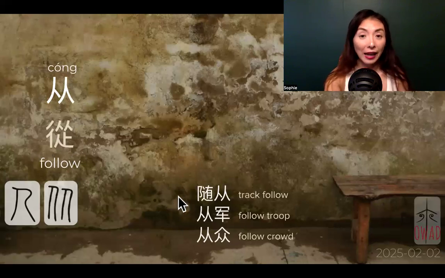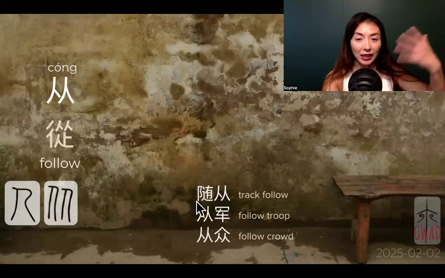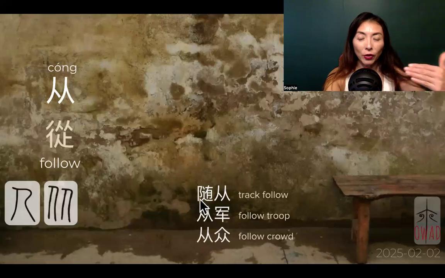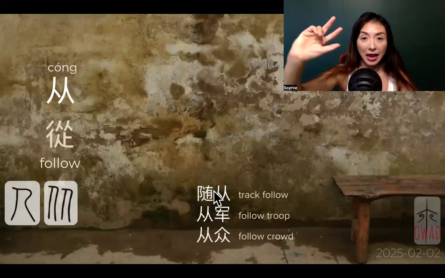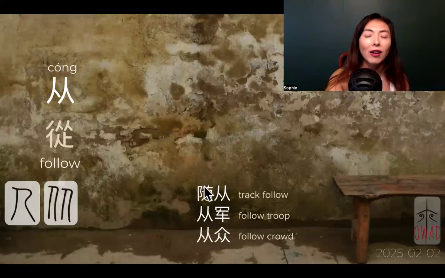Okay. 3 expressions. 随从. 随从 means track and follow. The difference between the two is that track could be hunters tracking down an animal. Over here, I probably should do another episode talking about just the single character, but we have this cliff over there. We have this following, this walking sign simplified like that. And then we have a 3 finger hand symbol. This is again simplified. You can hardly see it.